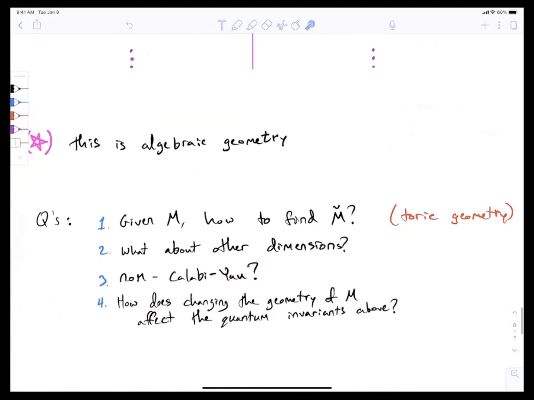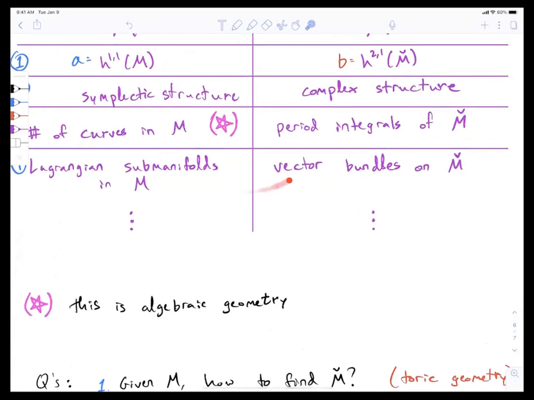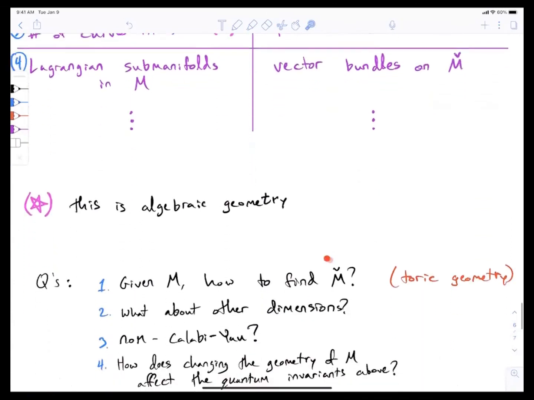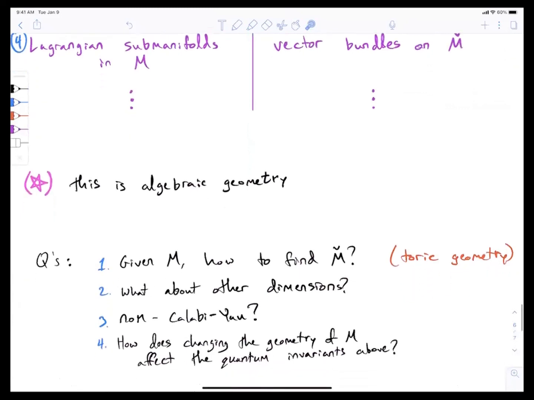A few questions coming out of this: of course, if you just give me a Calabi-Yau threefold, one of these spaces, how do I find its mirror partner? Because if I want to apply this duality and actually use it, I need to know what M check is. And toric geometry is one of the great tools for doing this. And then another natural question is, does this symmetry hold for other classes of spaces? So what about things in other dimensions, like the torus that we looked at? What about if I remove this flatness condition and just look at random complex manifolds?